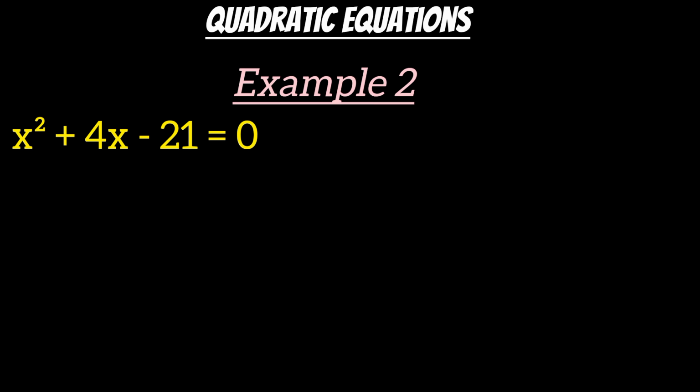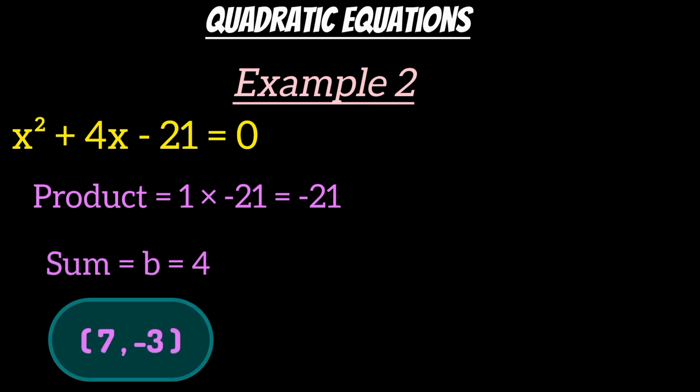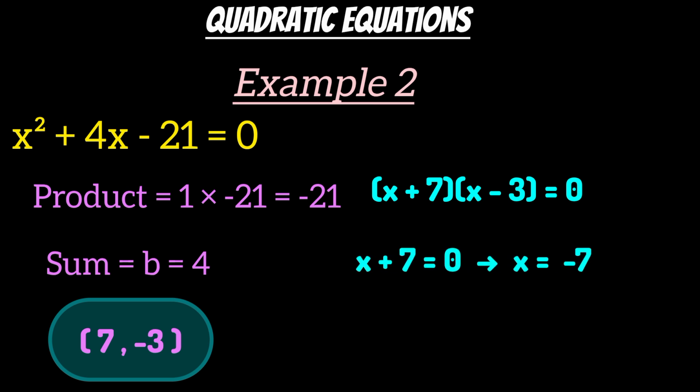We need numbers that multiply to negative 21 and add to positive 4, and these numbers are 7 and negative 3. So this shall be (x plus 7)(x minus 3) is equal to 0. Solving each separately, we get x is equal to negative 7 and x is equal to 3.